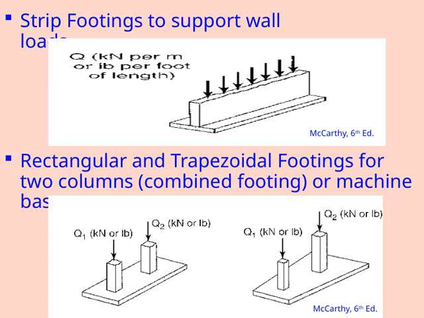Moving on, we have rectangular and trapezoidal footings, which are typically used for supporting one or two columns or even a machine base.